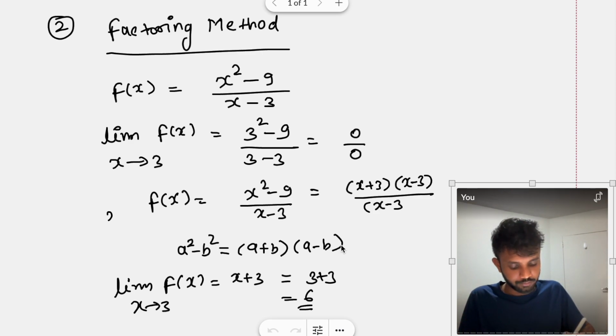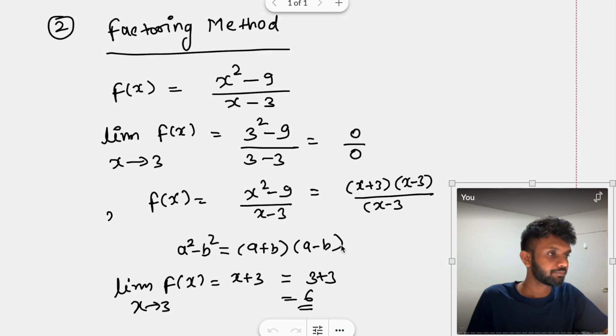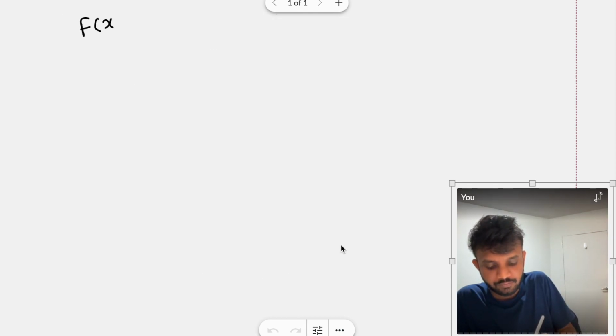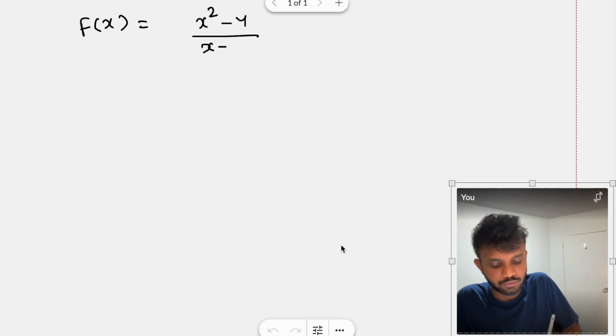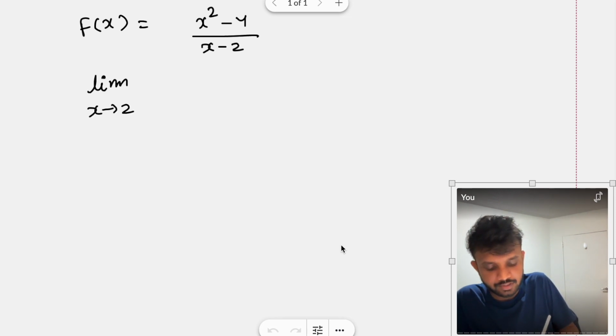Now let's solve two more problems on this concept. Suppose f(x) is equal to x square minus 4 over x minus 2, and I want to find the limit of f(x) as x tends to 2.